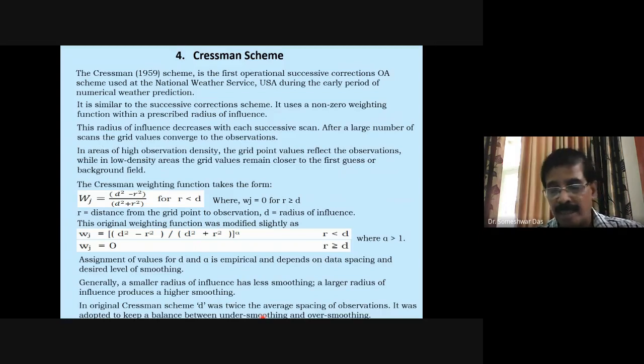And as I mentioned earlier, the Cressman scheme is a very popular scheme and widely used even now, for example for a static objective analysis. Static in the sense that those which we are not assimilating. For example, IMD gridded rainfall. You have heard of IMD gridded rainfall, right? The gridded rainfall data of IMD.